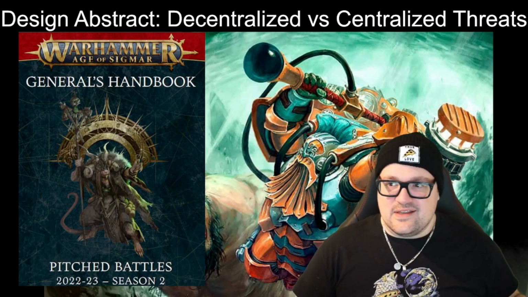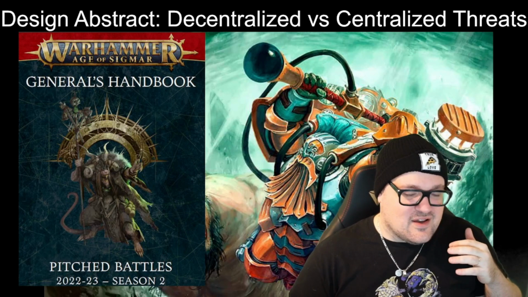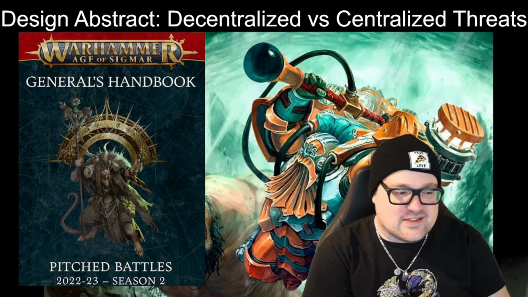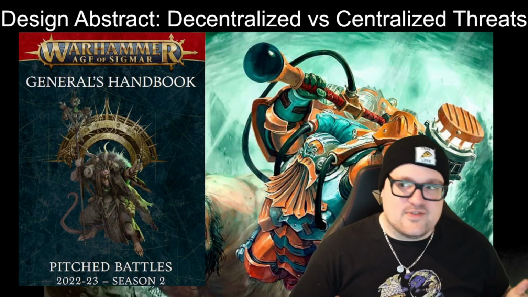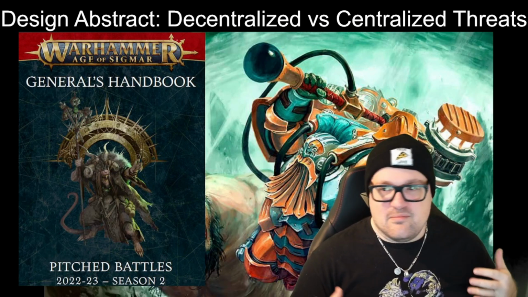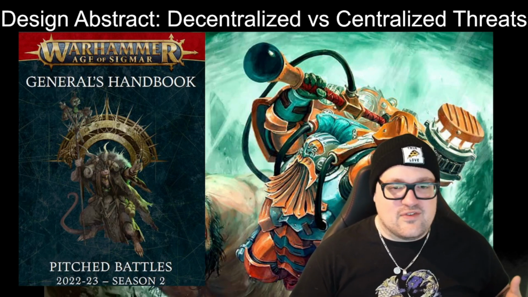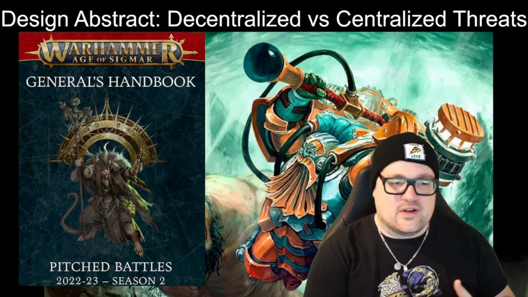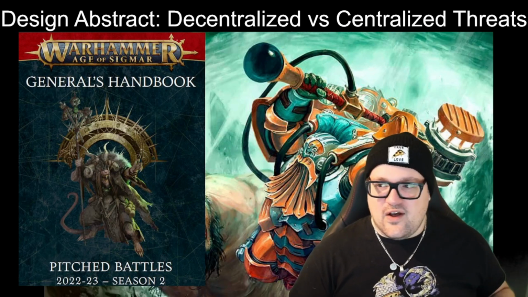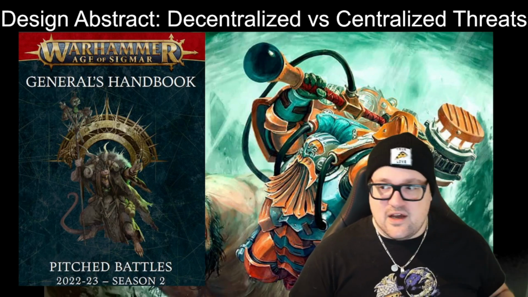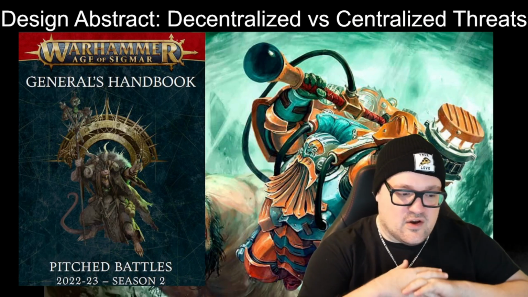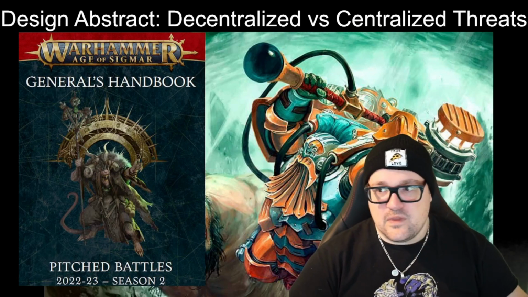Today's topic is design abstract, so there won't be as many flashy visuals, because this is more of an abstract topic. But it's the decentralized versus centralized threat, and what does that mean? I would think most Age of Sigmar and even 40k folks already know what this is. It's not a new concept, but this is in the vein of trying to educate and highlight some concepts to folks who are fairly new to the game or have just never put it down into this kind of formulaic way.